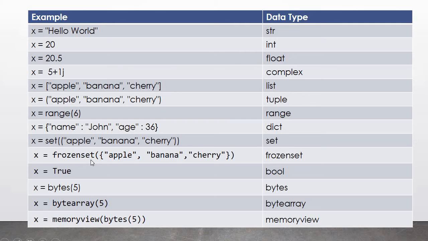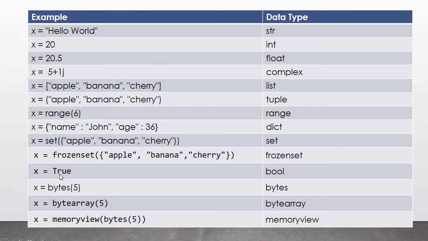The frozen set is just an immutable version of the set object. It is similar to set, but the frozen set cannot be changed. Set is mutable because the object can be changed. The frozen set is immutable. That means its object cannot be changed.